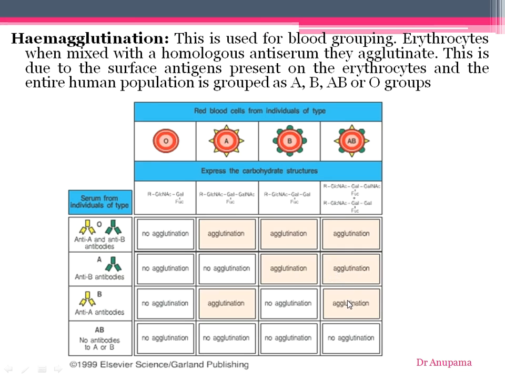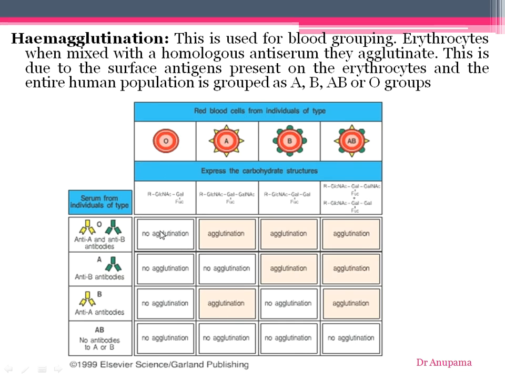While when it comes to an AB person, since they have both the antigens, even if you give blood from A, B or O, all of them agglutinate. So they can take blood only from their group. So here no agglutination will be seen only when you add blood from AB. So based on this, they determine who are the donors and who are the acceptors.